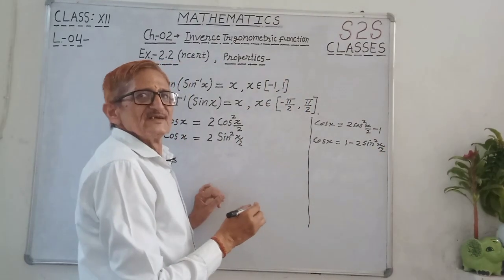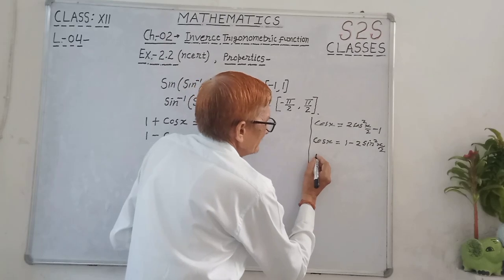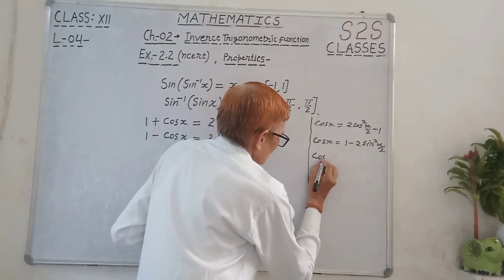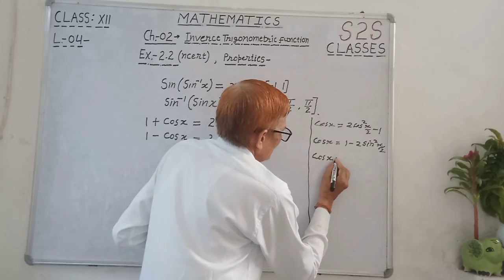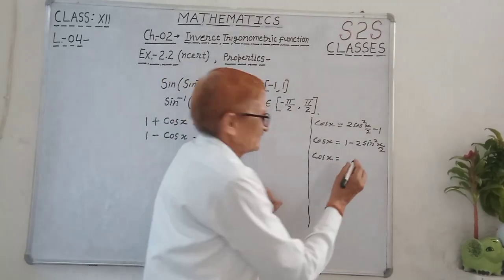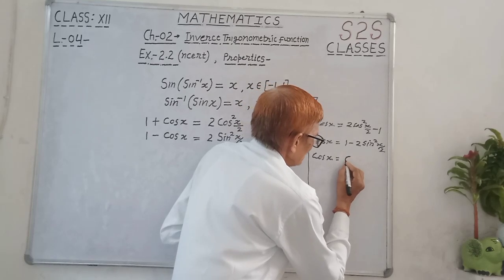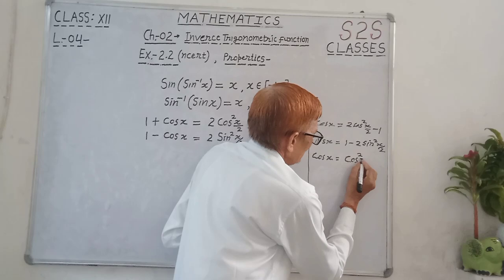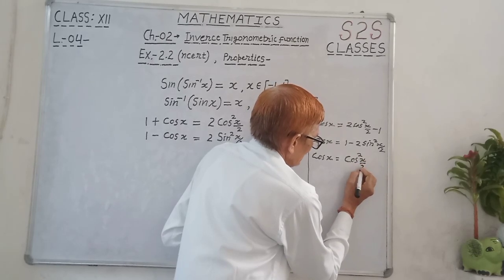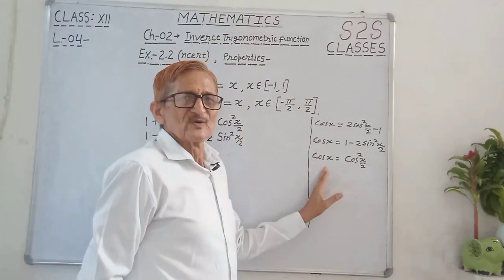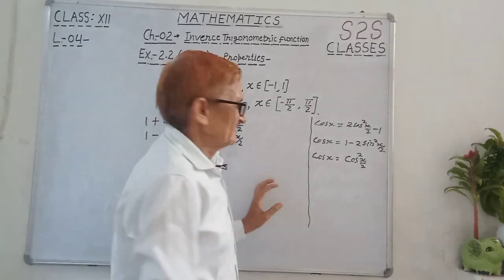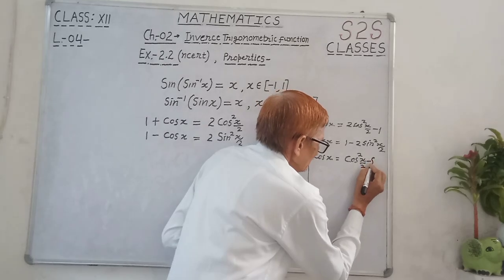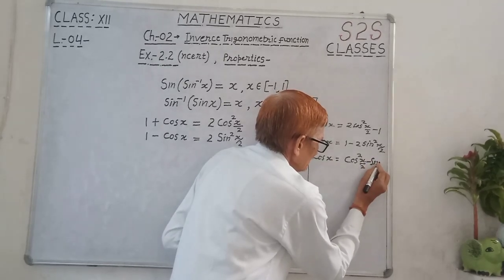And similarly two more. The third one: cos 2x is equal to cos square x minus sin square x. So cos x is equal to cos square x by 2 minus sin square x by 2.